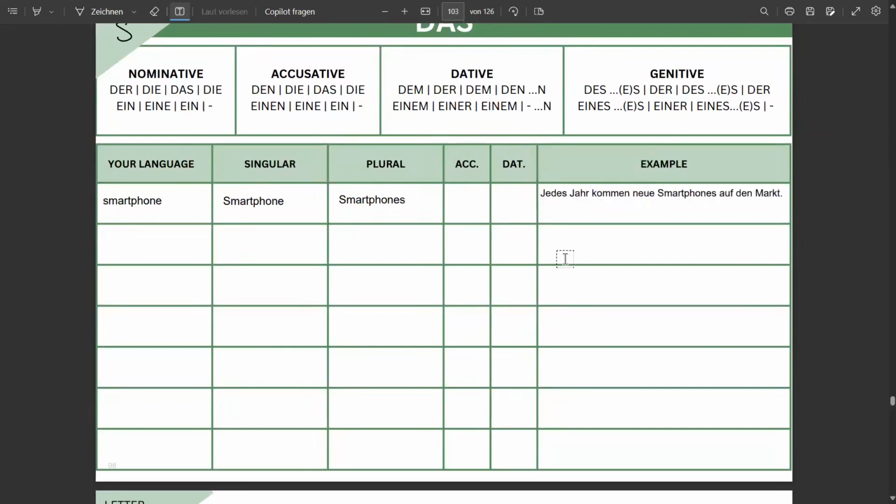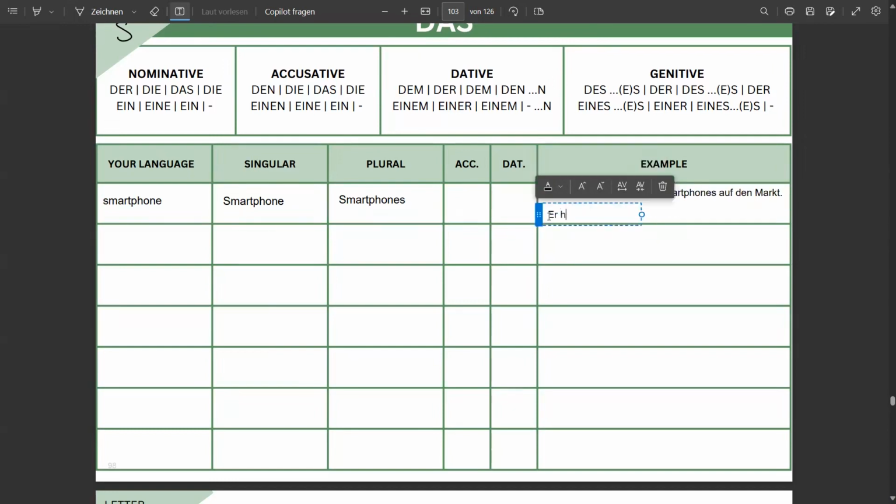So for example, a nice sentence here. "Jedes Jahr kommen neue Smartphones auf den Markt." Neue Smartphones is our subject. There is no reason to put a cross here. And we have every year new smartphones are coming to the market. Of course, we don't mean a fruit and vegetable market. Yeah, we mean the launch of products, right? For people to buy. So every year new smartphones come out, we would say in English maybe.